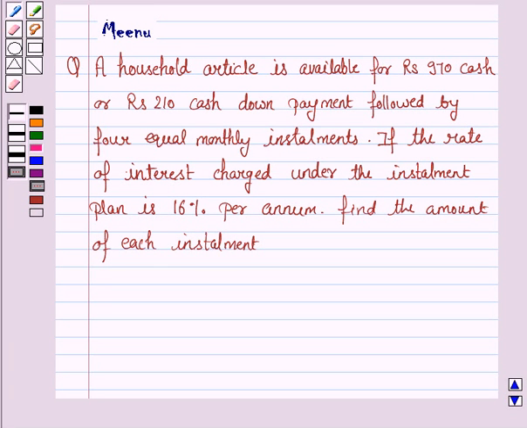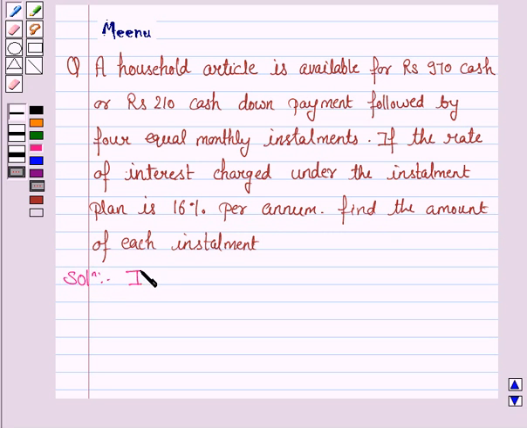Let us discuss the following question. It says, a household article is available for rupees 970 cash or rupees 210 cash down payment followed by 4 equal monthly installments. If the rate of interest charged under the installment plan is 16% per annum, find the amount of each installment. So let's now move on to the solution.